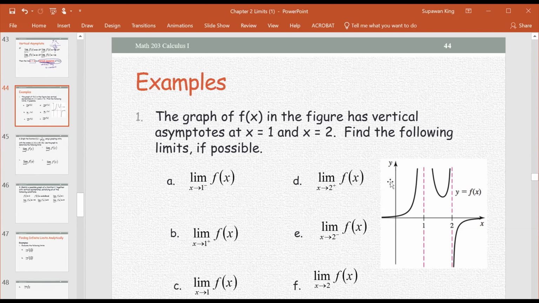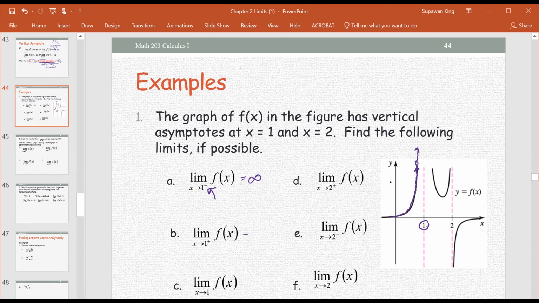Part A, limit of this function as x approaches 1. Number 1 is right here, but 1 from the left, okay? 1 from the left, that means you look at the graph and see where the graph approaches as it is coming from the left side of 1. Could you tell? It keeps going all the way up. That means the one-sided limit of f(x) as x approaches 1 from the left would be positive infinity, okay?